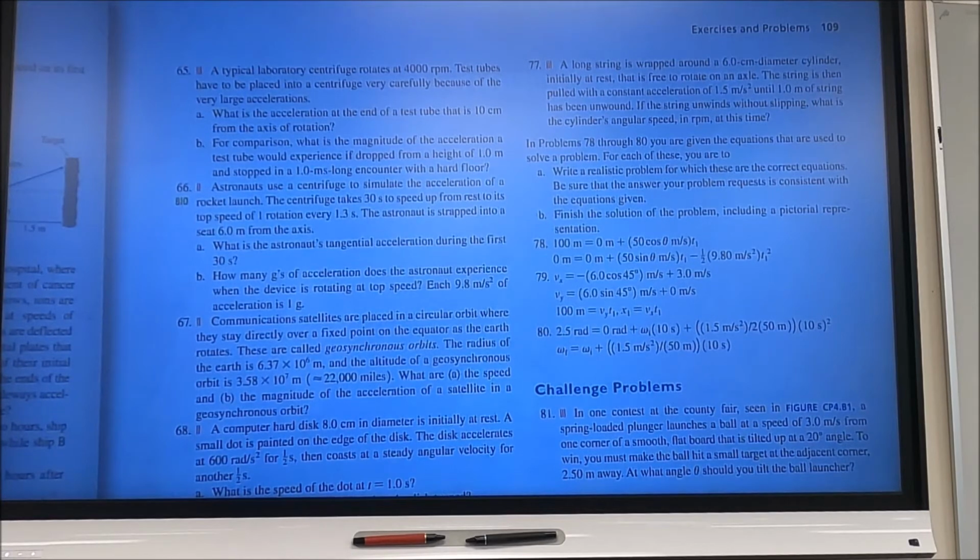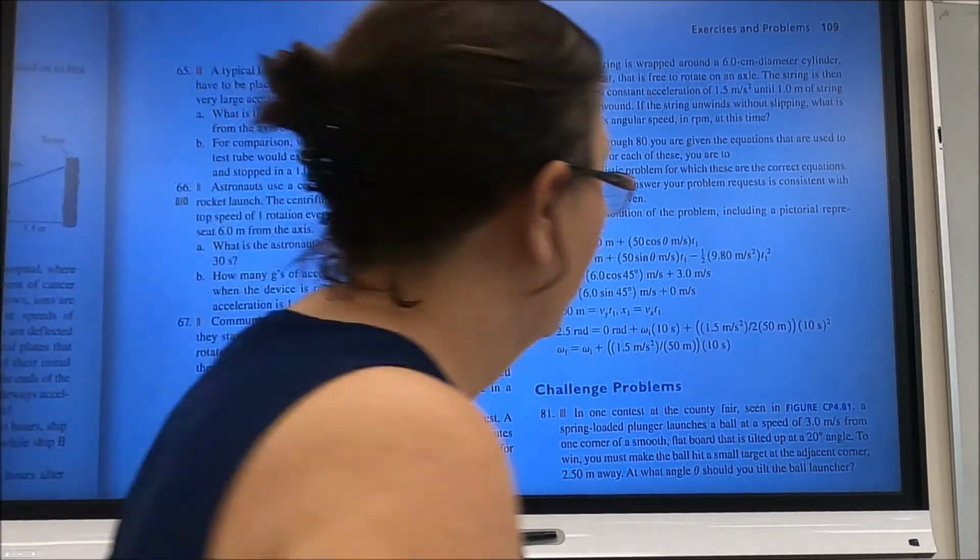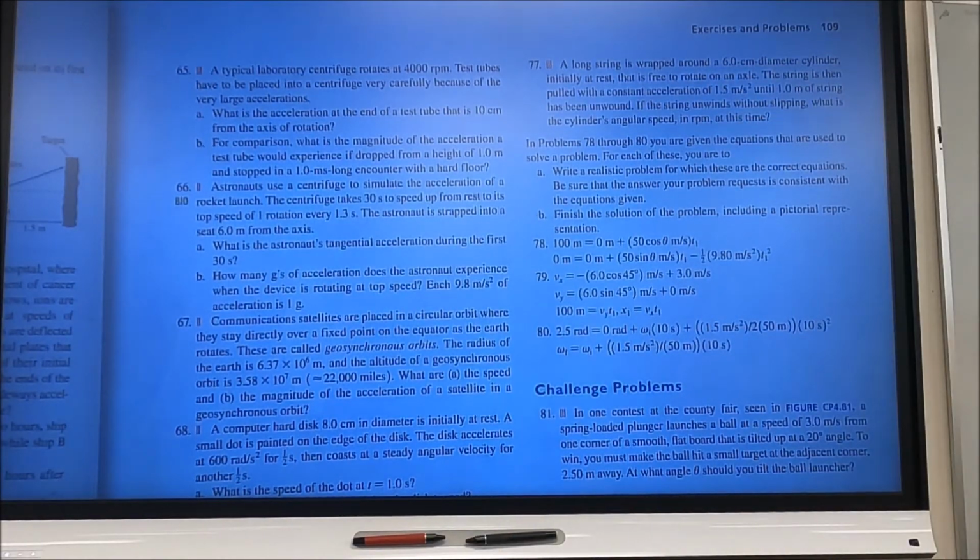And for comparison, what is the magnitude of the acceleration a test tube would experience if it's dropped from a height of 1 meter and stops in 1.0 milliseconds? Okay, let's hold it right there and I'm going to write some stuff down and then we'll switch over.